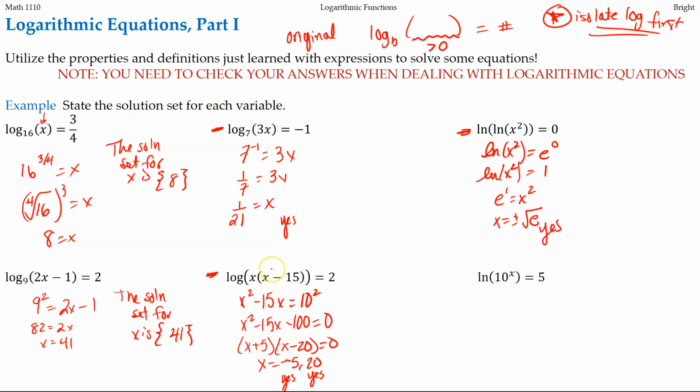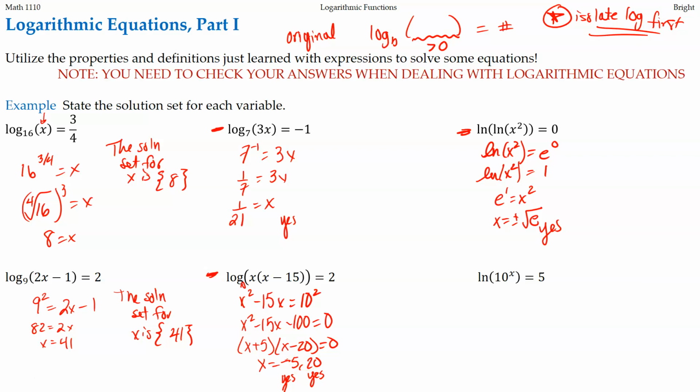The next one is a little bit more interesting. So this, again, you have a base of 10 here that is hidden, so it'd be 10 to the 2 is equal to x squared minus 15x after you distribute, collecting everything on one side and factoring. Yes, we might have to factor or use the quadratic formula. We get 2 solutions, both of which happen to check. Not always going to be the case.